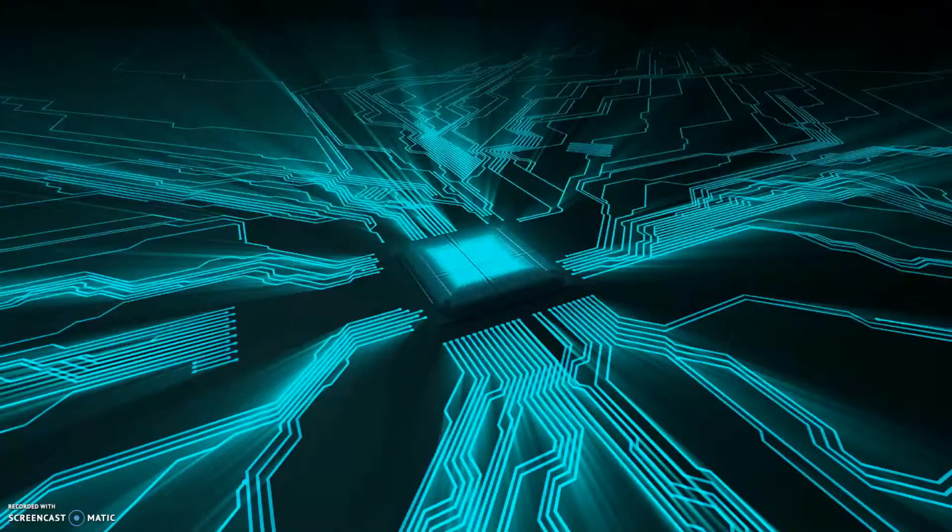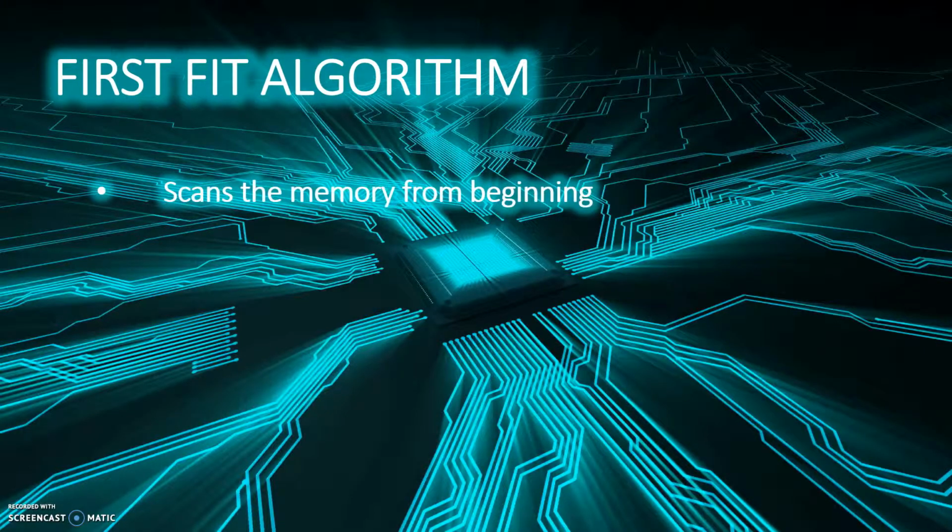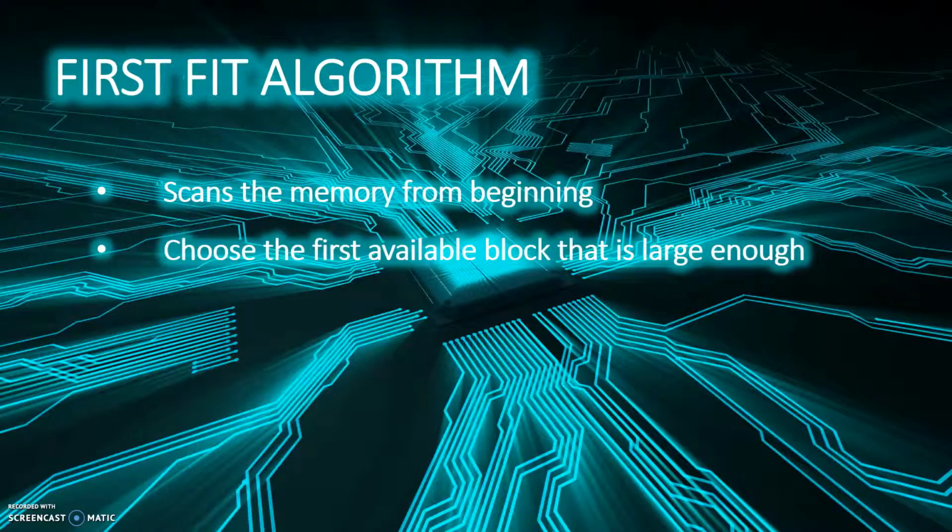The second algorithm is the first fit algorithm. In this algorithm, it scans the memory from the beginning and chooses the first available block that is large enough. This algorithm is the fastest algorithm.